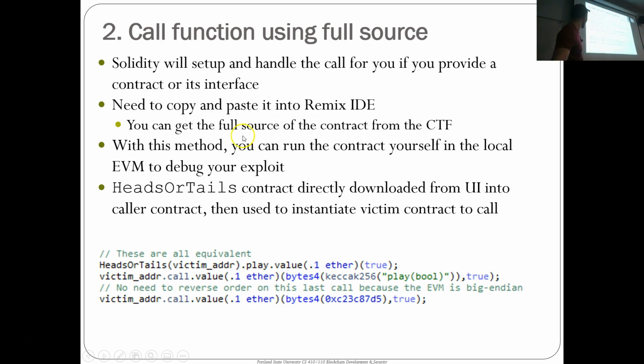So here's an example. Say I cut and pasted the entire heads or tails contract into Remix. Then I can instantiate it by calling this heads or tails contract on the victim address. So this instantiates a version of this contract that points to the actual address of the victim on the blockchain. And then I can just say, I want to call the play function using 0.1 ether, and my guess for heads or tails is going to be heads. I'm going to guess true. So that's another way to call this. And again, I don't recommend this way either, because that's cutting and pasting a bunch of stuff.